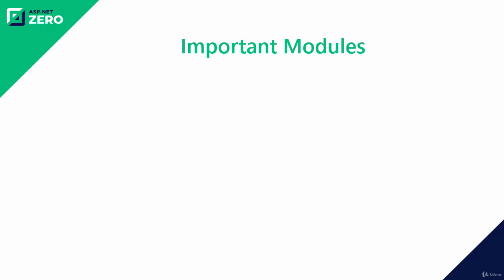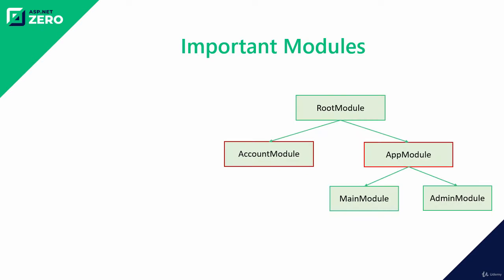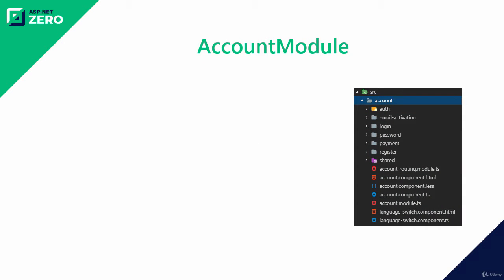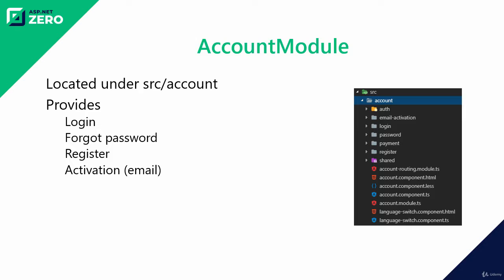Before we go back to the demo, I want to zoom in a little bit more on the default modules which we already touched upon briefly, so the account module and the app module. And let's start with the account module. In your source code, you will be able to find this module under the account folder. The account component is the root component for the module. And in the account routing module, you'll find the different routes for the subcomponents.